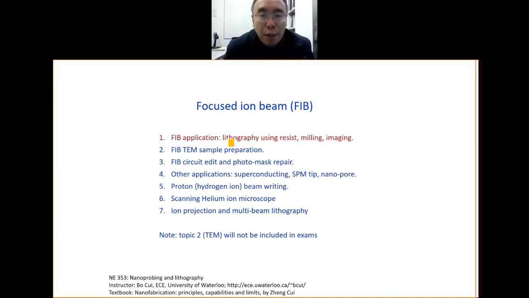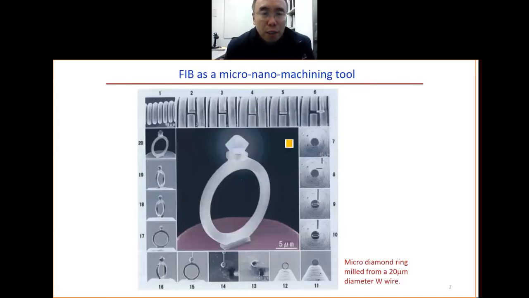So now let's look at the application of focused ion beam. The most obvious application is that we can use the ion beam to do machining, nano or macro machining process. For example, this kind of complicated structure can be produced by ion beam machining. So you start with the 20 micrometer tungsten wire, then you use ion beam to cut it, then you weld it. Then you cut it, then you weld. You can see this part here. Then it can be welded. After it is welded, it's taken out.